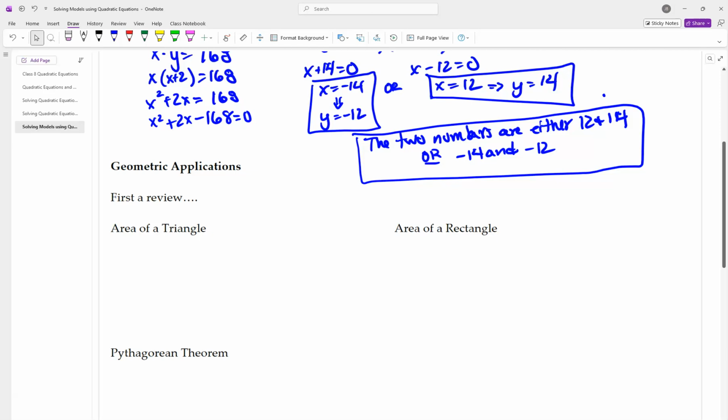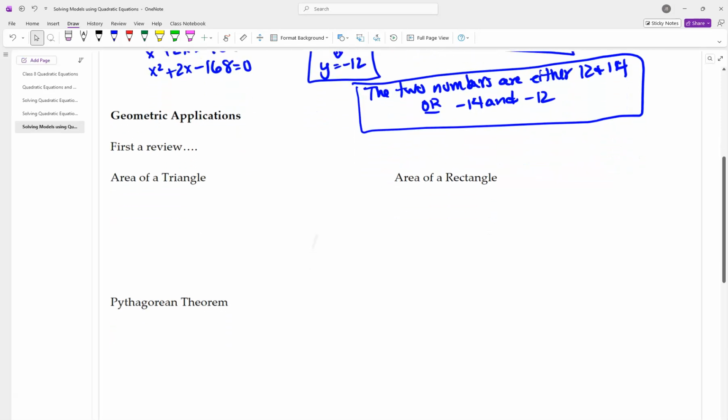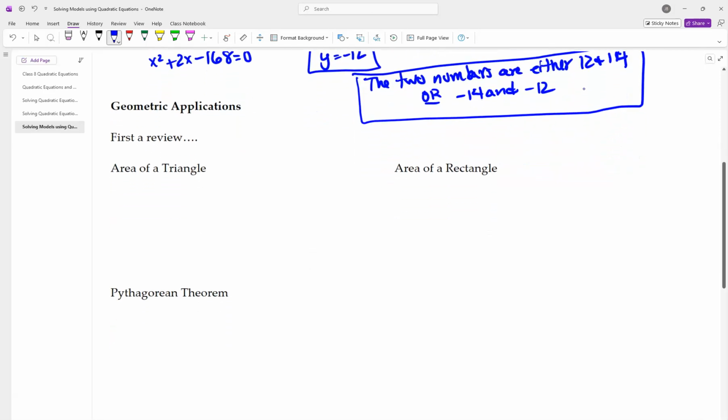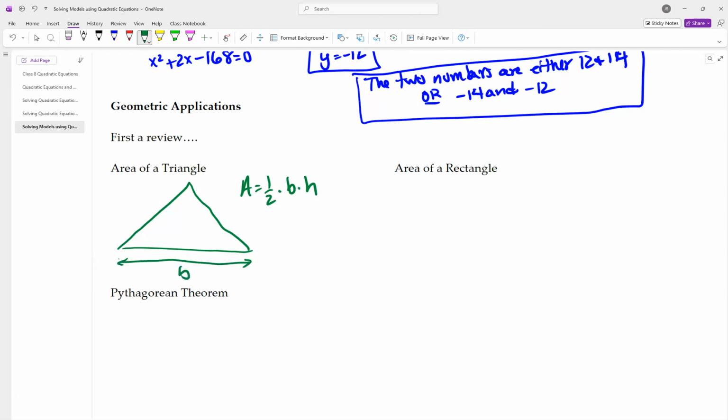Then looking at the next stuff, the next biggest area where we can see quadratic equations pop up is in the context of geometry. Before we get there, though, a little bit of review. When we're thinking about a triangle, if we want to find the area of a triangle, the area is, we know, one half base times height. This here would be the base of the triangle, and then the height would be the altitude. Height and altitude end up being the same thing.